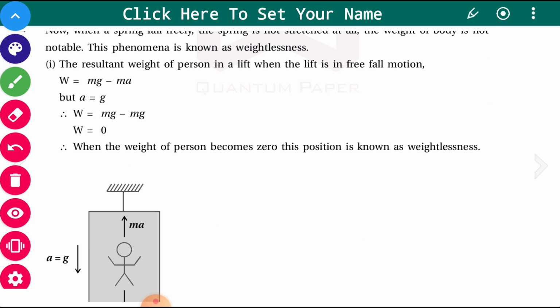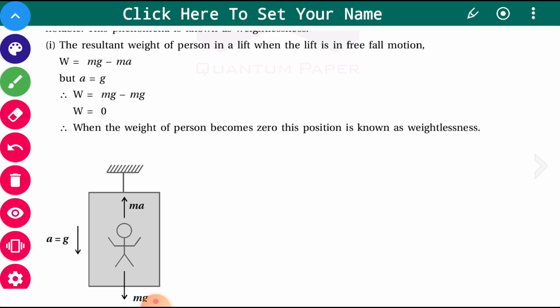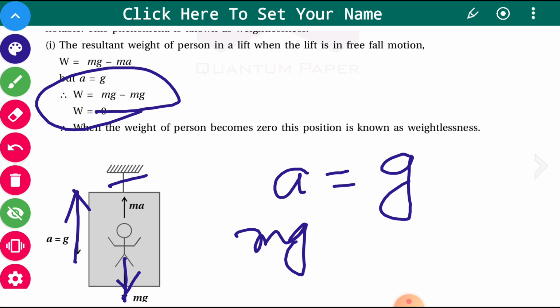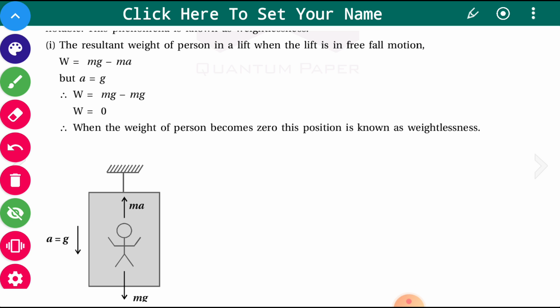A similar thing happens with a person in a lift. Say for example the lift is moving with some acceleration, and this acceleration of the lift is equal to g. Say this rope is broken, then what will happen? The mg force of the person is in the downward direction, and the pseudo force because of the pseudo acceleration is in the upward direction, and both will cancel out each other's effect, and the weight of the person is seen to be zero. That is called weightlessness.